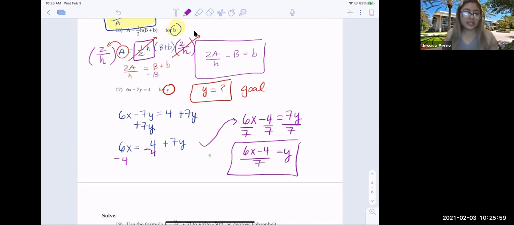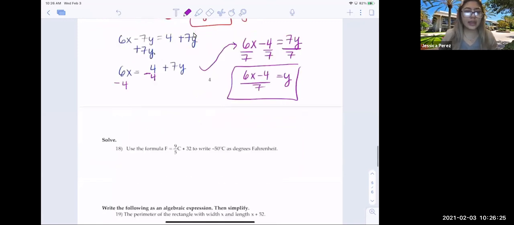Any questions on 17? Write your questions down in the chat if you have them. If not, we will continue to question 18. All right, so let's look at question 18.